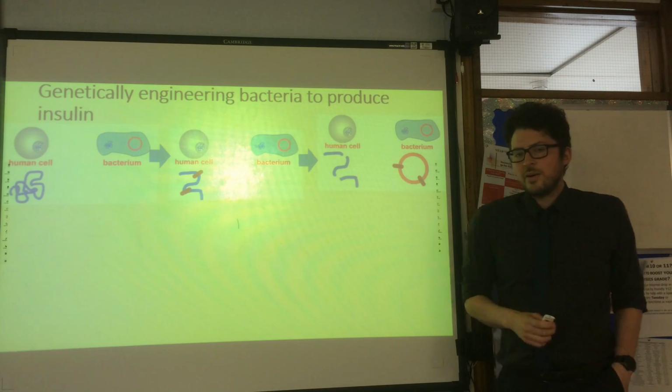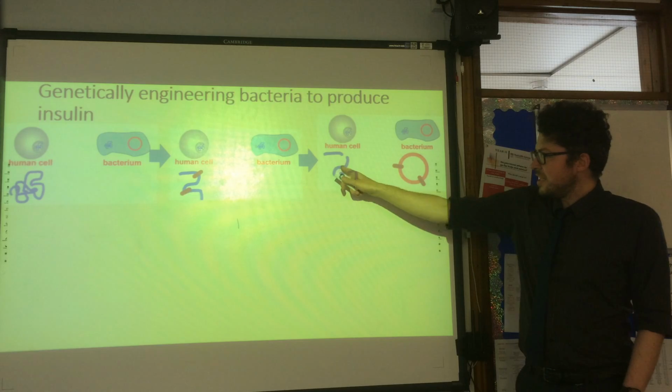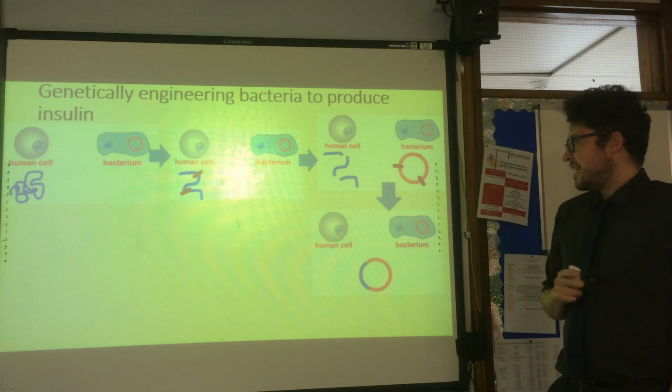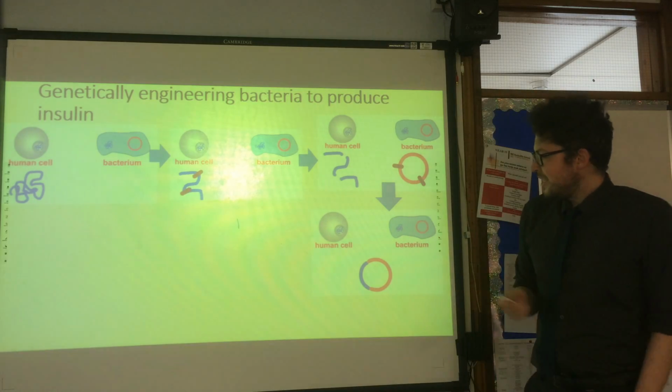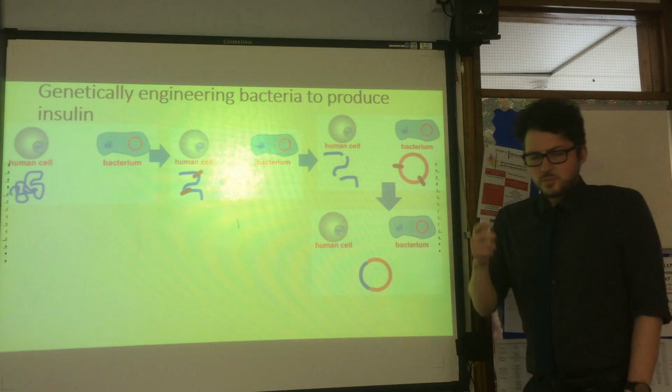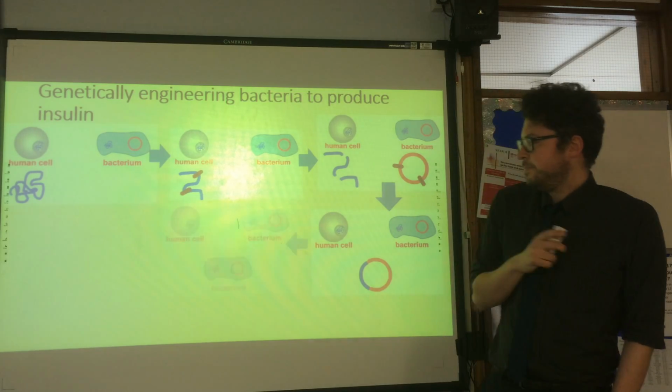You would then cut out a section of the bacteria DNA. So now we have the human insulin gene and the bacteria DNA. And then, again, using enzymes, insert that gene into the bacteria. So now we have a bacteria which contains a human insulin gene.